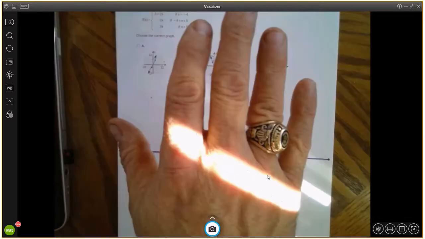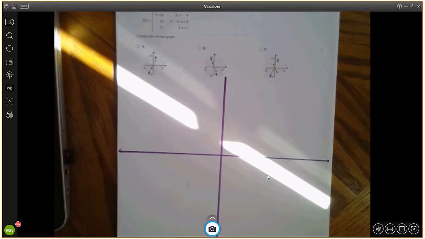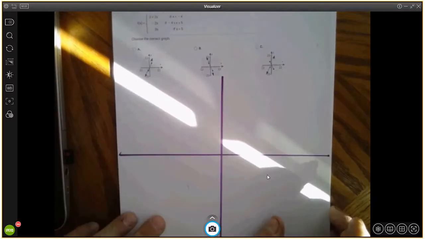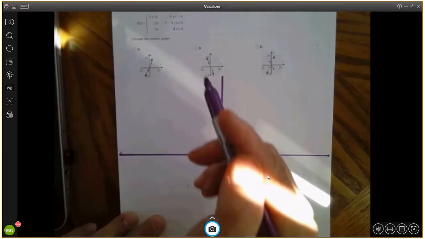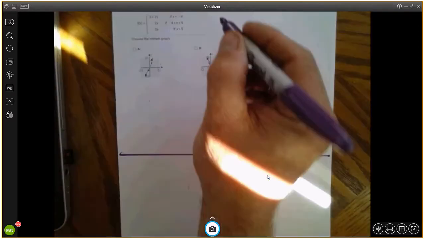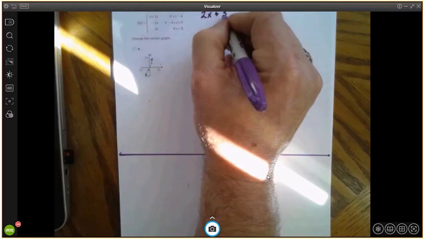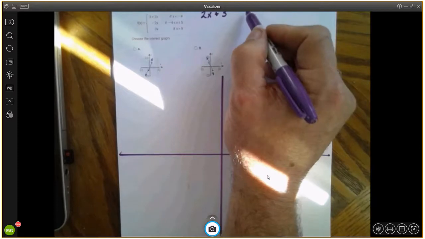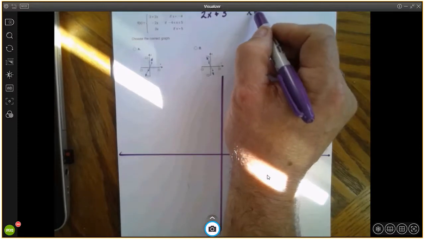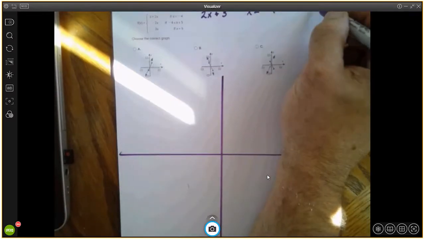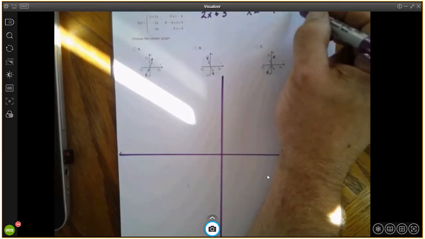Well, anyway, there's the actual problem. I'm trying to get it to focus, and for some reason the focus is out. And I can't zoom in, so anyway, thanks to my printer. The first problem is, first of all, rewrite them because they're not written in the right way. This is 2x plus 3, and you can only use numbers that are less than -4. So all you can use is -5, -6, and so on.